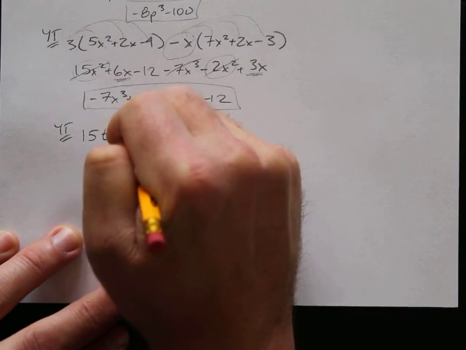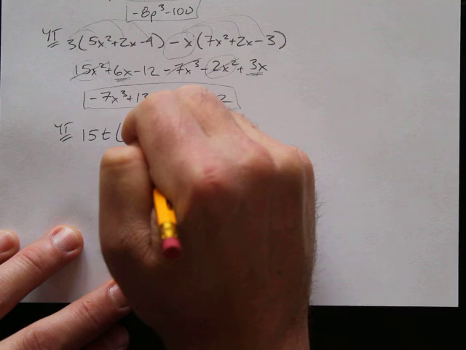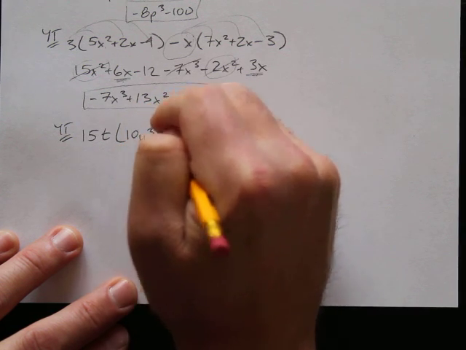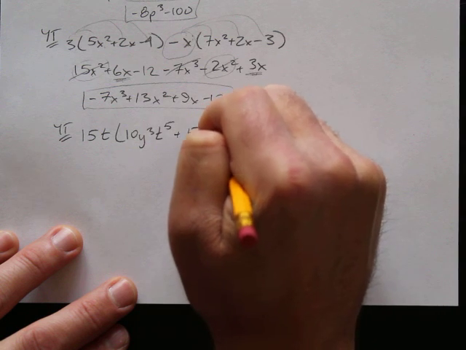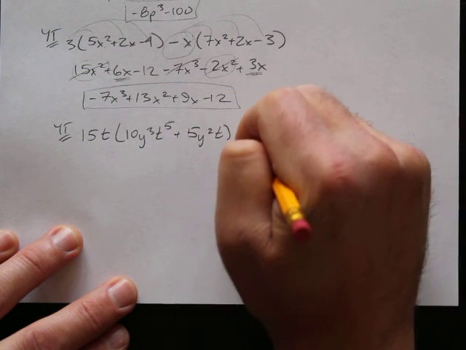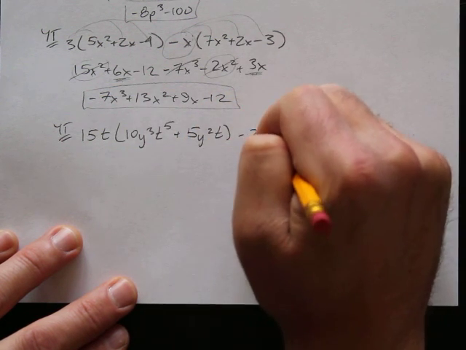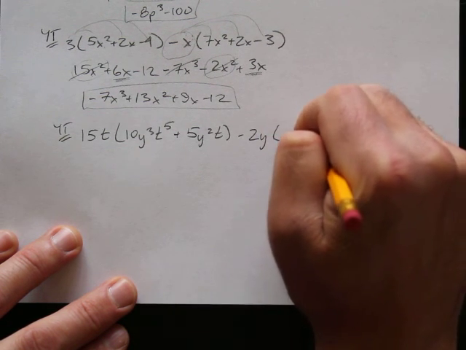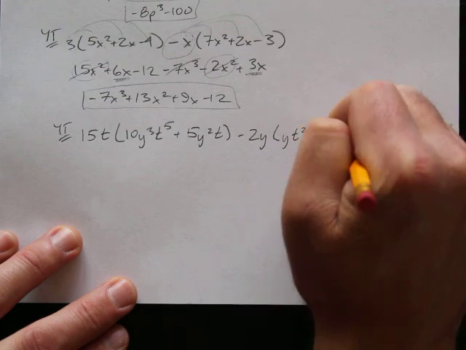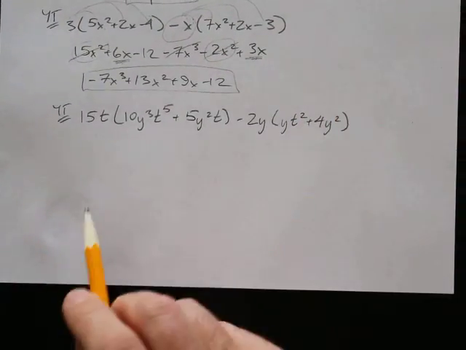15t times 10y cubed t to the 5th power plus 5y squared t, minus 2y times yt squared plus 4y squared. Whew, this one looks crazy.